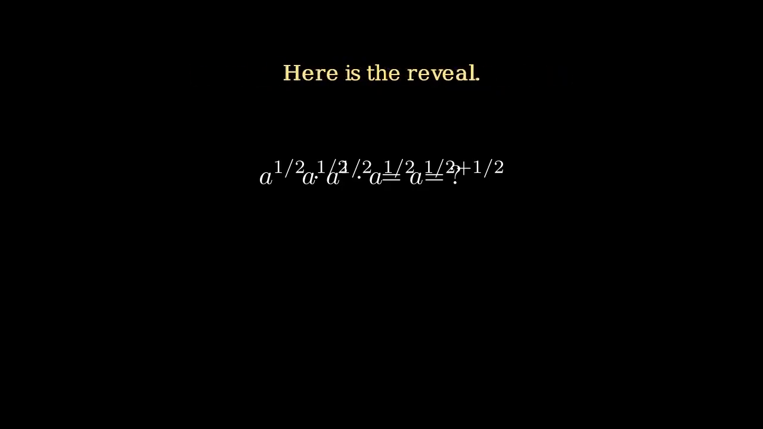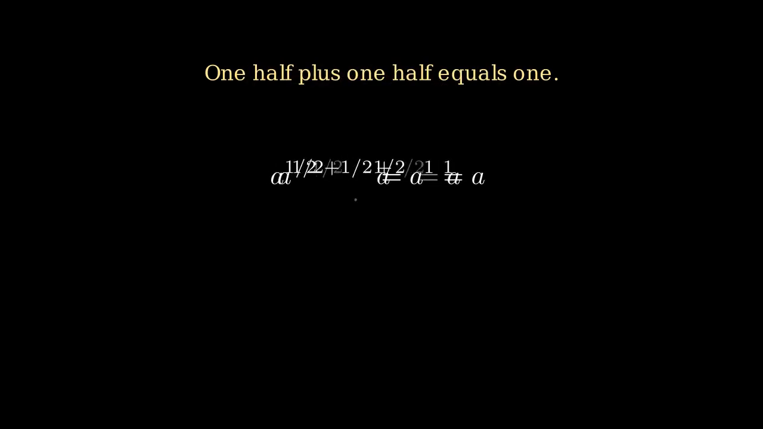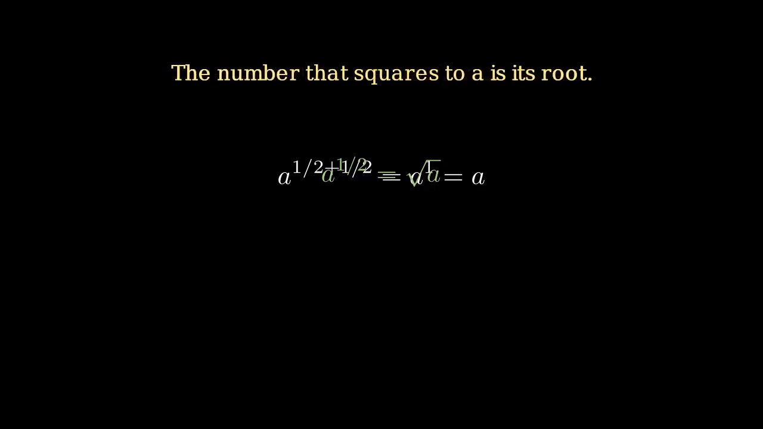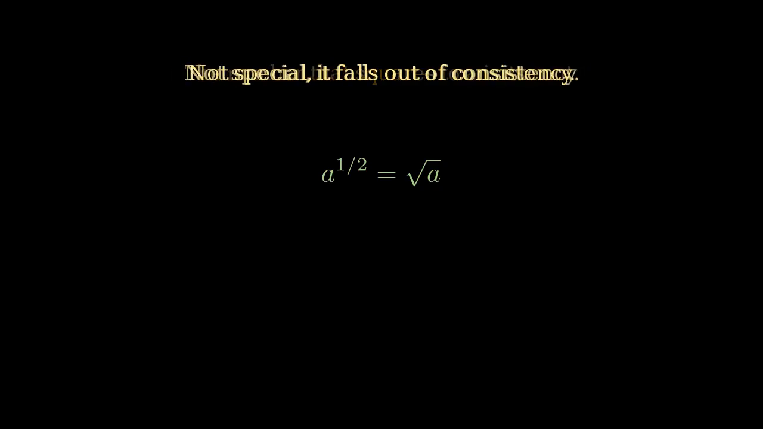Here's the reveal. Since a^(1/2) times a^(1/2) must equal a^(1/2+1/2), that's a^1, which is just a. So we need some number that when multiplied by itself gives a. But that is exactly the definition of the square root of a. So a^(1/2) must equal the square root of a. It was never a special rule, it falls straight out of consistency.